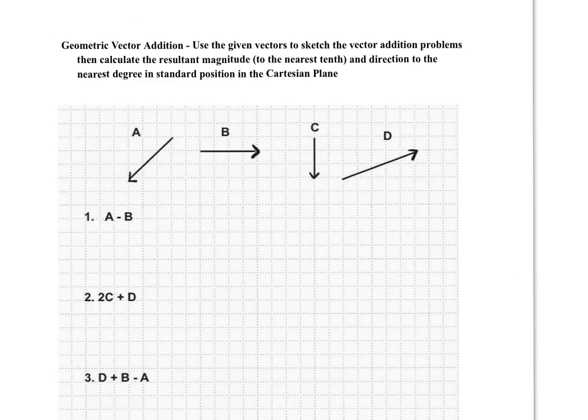First, let's look at the instructions. Use the given vectors to sketch the addition problems, then calculate the magnitude to the nearest tenth and direction to the nearest degree. If it were in standard position on the Cartesian plane, meaning I want your answers in standard Cartesian, starting at X and going counterclockwise. So I'm going to do number 3 for y'all.